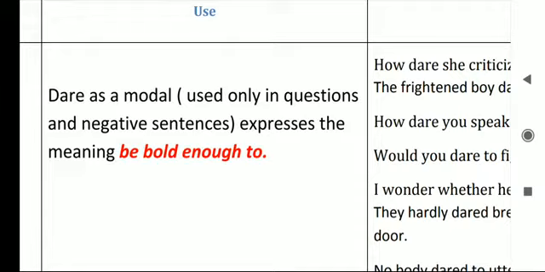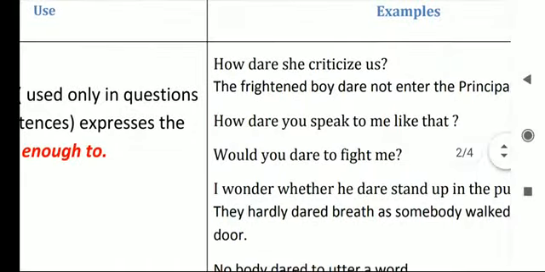It expresses the meaning be bold enough to, as in the following examples. How dare she criticize us?